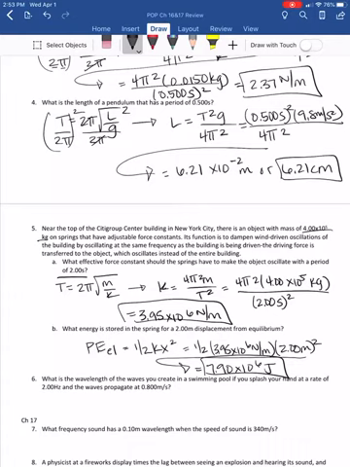Last one for chapter 16. It says, what's the wavelength of the waves you create in a swimming pool if you splash your hand at a rate of 2 hertz and the waves propagate at 0.8 meters per second? So remember that a wavelength is like from the crest of one wave to the crest of another wave.